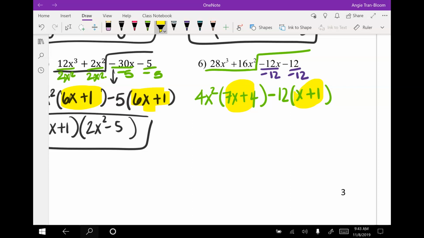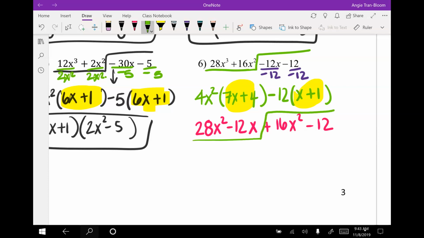So let's try to see if we can move things around a little bit. What if I reorganize this? Instead of 16x squared, what do you want to write over here? Move things around. 12x, okay, so minus 12x is next. And then 16x squared here, minus 12. You want to see if it works or not. After you reorganize it and factor again, it still doesn't work, then it's not factorable, okay?